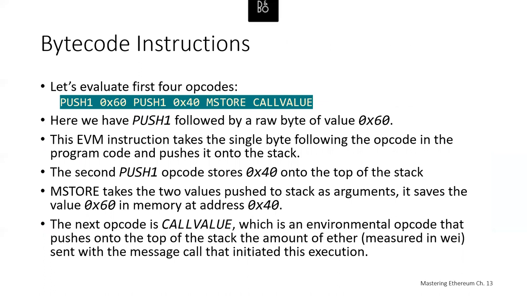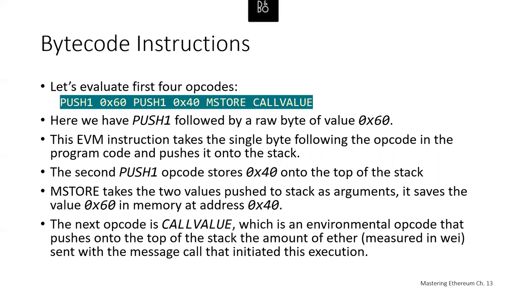We've got a push followed by some data, 0x60, followed by a push, followed by another hexadecimal number, 0x40, followed by an mstore and a callvalue. This EVM instruction is going to take a single byte following the operation code in the program code as a literal value. Our literal value is going to be hexadecimal value 60, and then it's going to push 60 onto the stack. You could push a really large number of up to 32 bytes in size on the stack, but in this case, we're just pushing the number 60 onto the stack. And then we're going to push another number, 40, onto the stack.